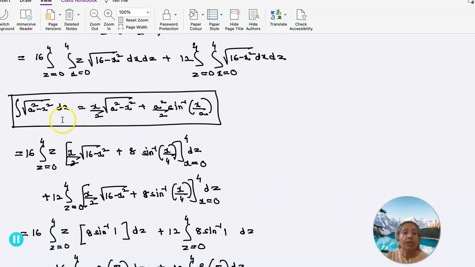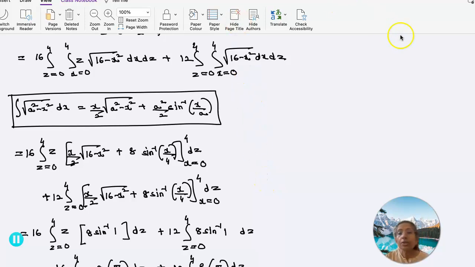Now we have the formula that the integral of root a squared minus x squared dx is x by 2 root a squared minus x squared plus a squared by 2 sine inverse x by a. So this becomes 16 integral of z, since you're integrating with respect to x, z remains outside, of x by 2 root 16 minus x squared plus a squared by 2, which is 8, sine inverse x by 4 within the limits x equal to 0 to 4 dz. And the same thing applies here: 12 integral z equal to 0 to 4, with the same expression within the limits x equal to 0 to 4.